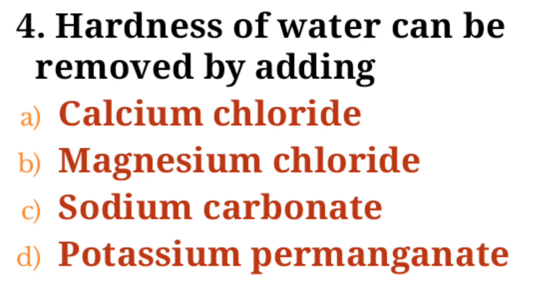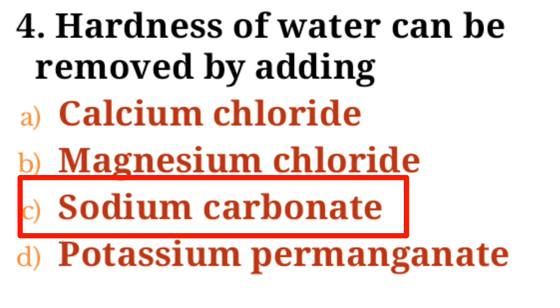Next question: Hardness of water can be removed by adding: Options: A. Calcium chloride, B. Magnesium chloride, C. Sodium carbonate, D. Potassium permanganate. Answer is C. Sodium carbonate.